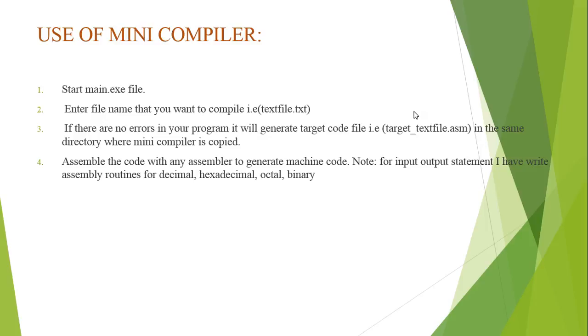So how will this project run and how will it execute? There are certain steps that I have mentioned. First you have to start the main.exe file, then you have to enter the file name that you want to compile. For example, I am using a text file.txt. If there are no errors in your program, then it will generate the target code file in the same directory where Minicompiler is copied. Assemble the code with any assembler to generate machine code. For input-output statements, I have written assembly routines for decimal, hexadecimal, octal and binary form.